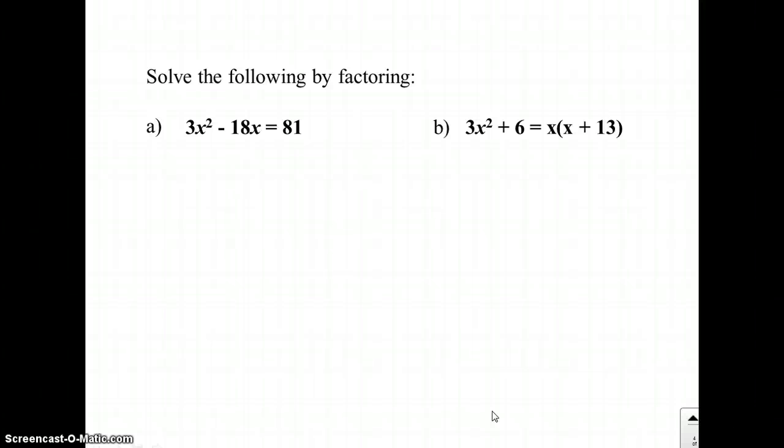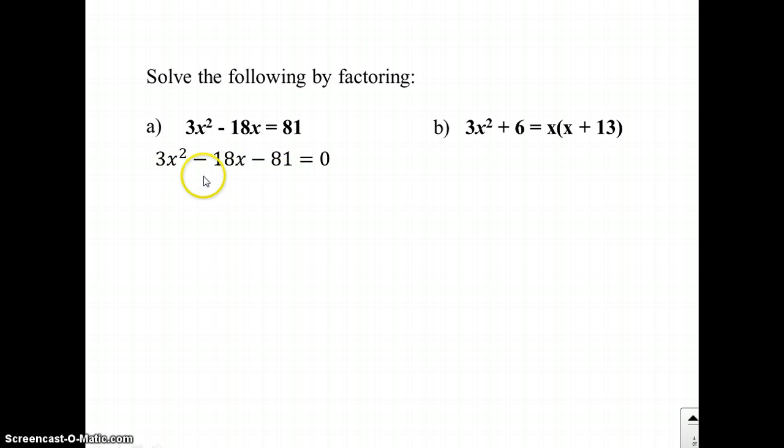A couple more to try. Let's try 3x squared minus 18x equals 81. Well, right now I can't factor this. The left side's a baby quadratic, the right side's a whole number other than 0. Step 1 should always be simplify and set the equation equal to 0. So this equation is not equal to 0. We must let it equal 0 before we solve by factoring. So I'm going to subtract 81 from both sides of this equation, come up with 3x squared minus 18x minus 81 equals 0. Now we can factor the left side of this equation.